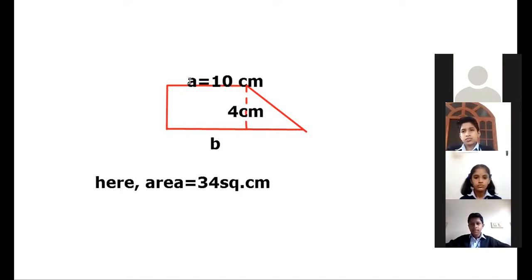I drew a trapezium, then marked all the values given in the question. So A is given. A or B? We can take it that A or B is given.